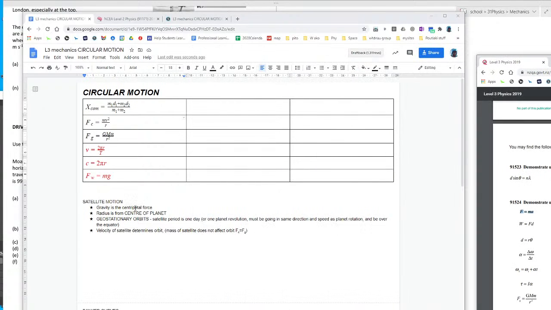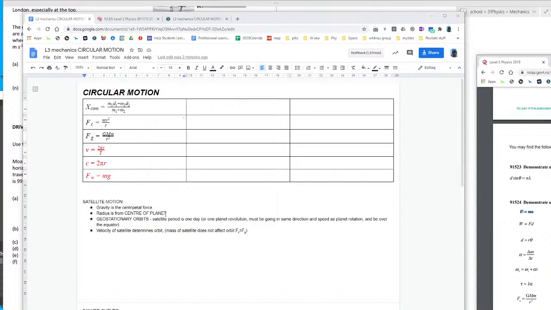What do we need to know? Gravity is the centripetal force in satellite motion. When I'm talking about satellite motion, we are talking about things that are going around, so a satellite in orbit of a planet is usually what we're talking about. The radius is from the center of the planet.